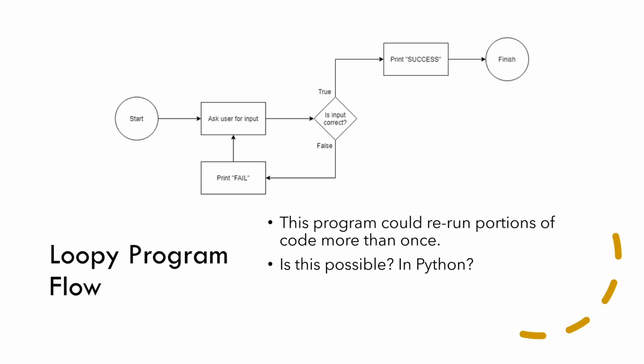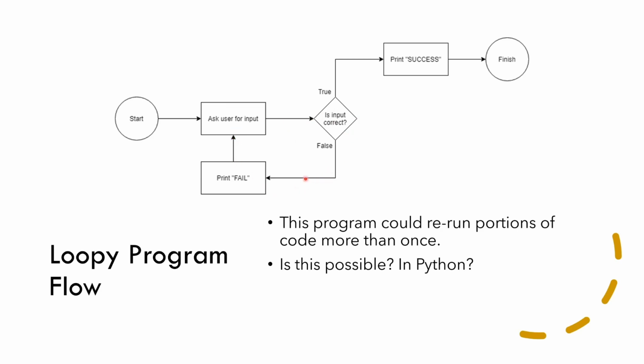So if we take a look at this flowchart, let me get the laser pointer. It has a start and a finish just like the other one, but here we're going to have some error correction. We're going to ask the user for an input first, then we're going to verify whether this input is correct or not, and if it is not, we're going to print fail, but then we're going to go back earlier in the flowchart. See, this is a loop. This is not a line anymore, because now we're going back onto ourselves in this flowchart.